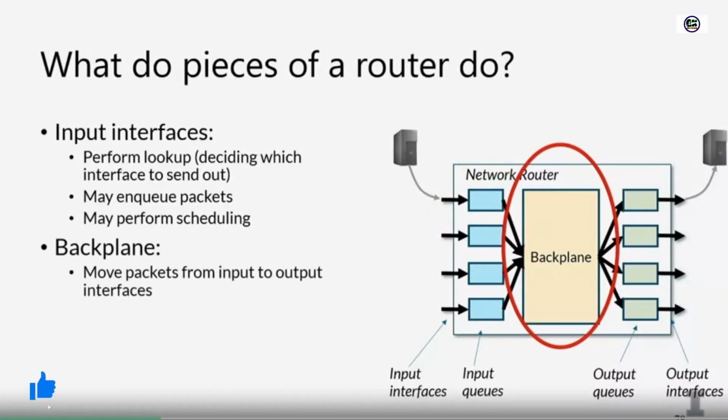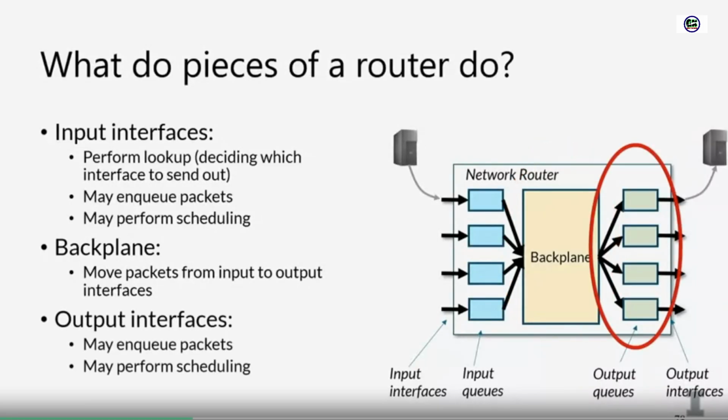Next, there's the backplane. The job of the backplane is to get packets from input interfaces to output interfaces. The backplane uses information that the input interface determined to figure out which outbound interface to send it out. So it's not the backplane's job to figure out which outbound interface to use. That's the job of the input interface.